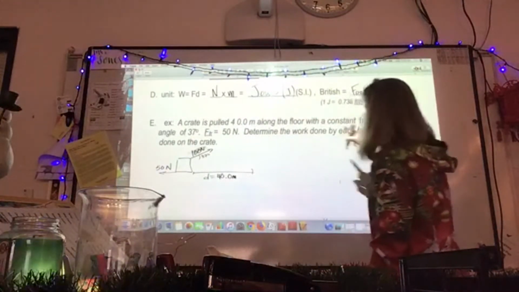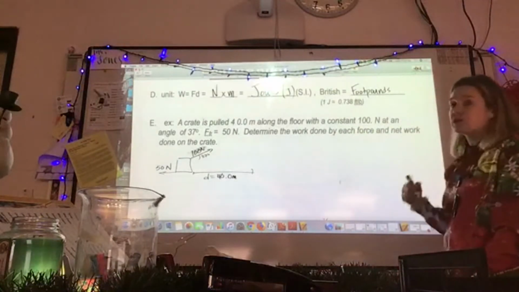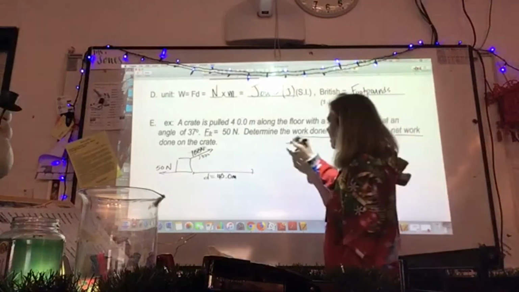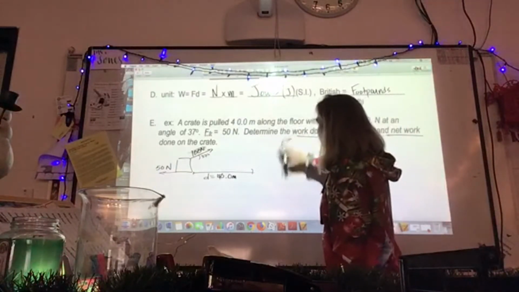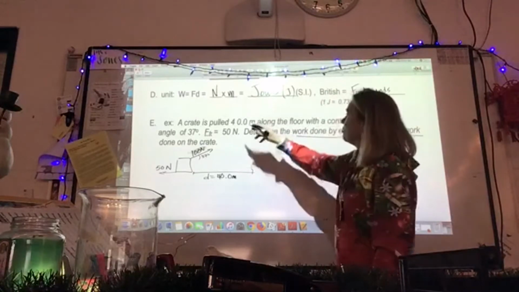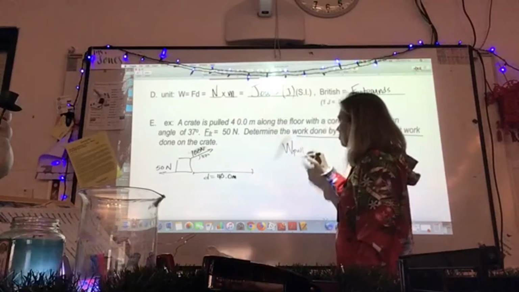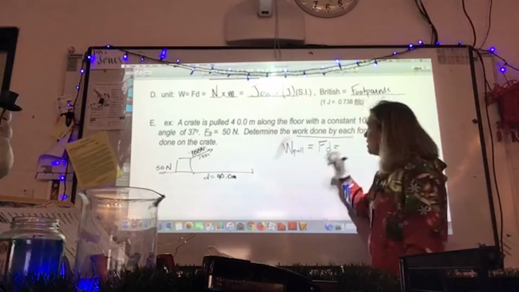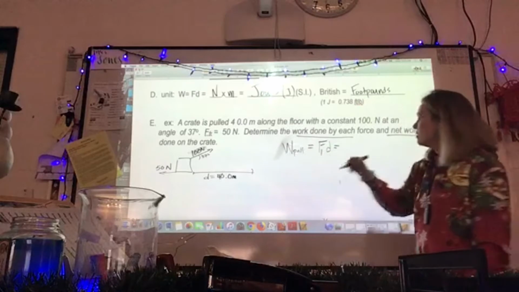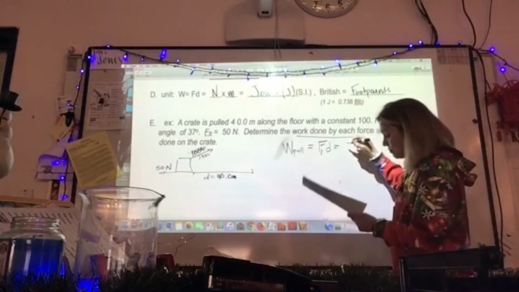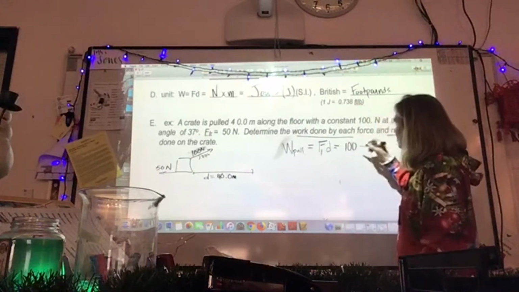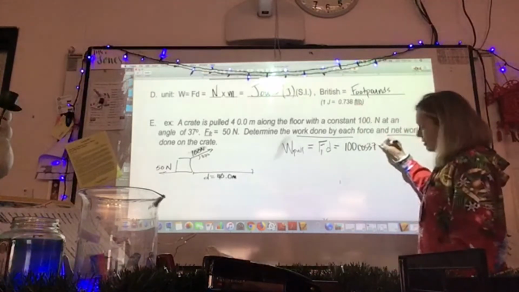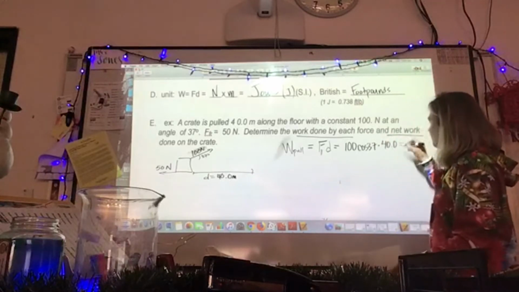Well, I want to find the work done by each force, and the net work done. So the first thing I'm going to do is find out the work done by the pull, whoever's doing the pulling, by some person. I'm going to do F times D, but I need F parallel, so I'm going to do 100 times cosine of 37 times 40.